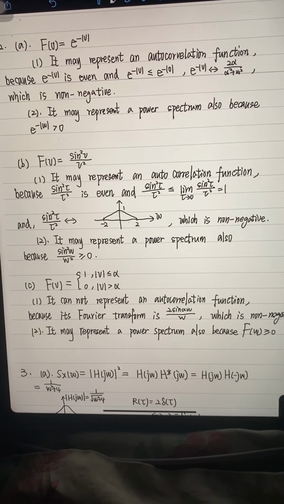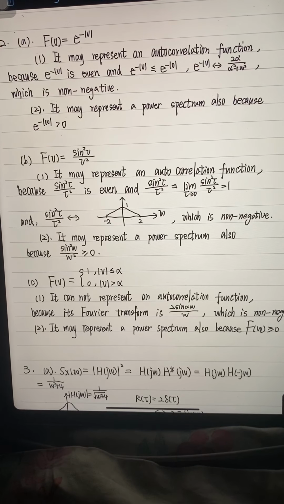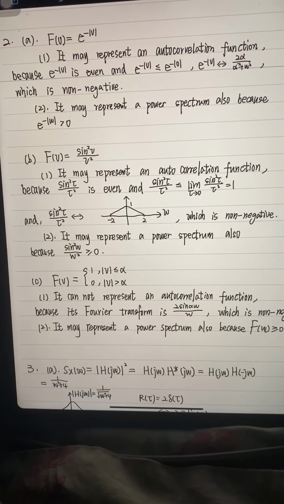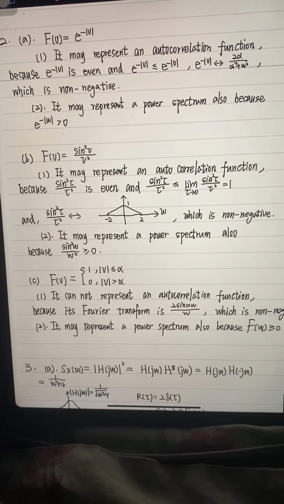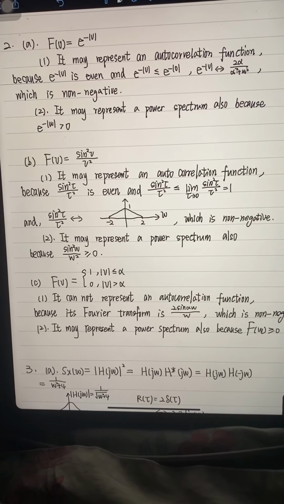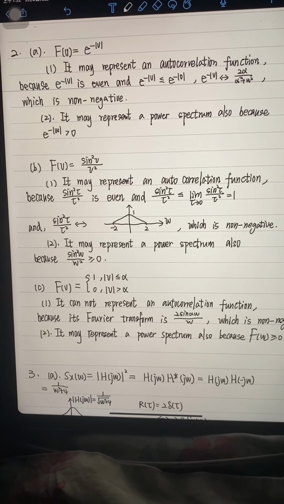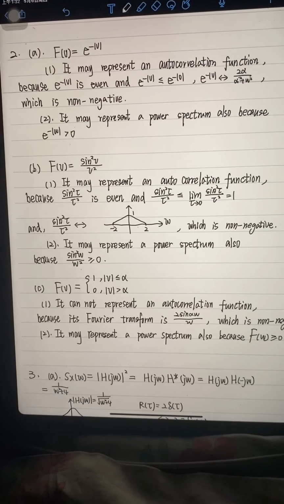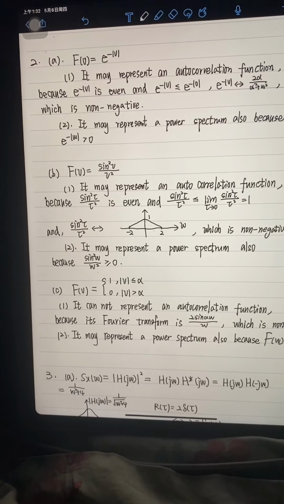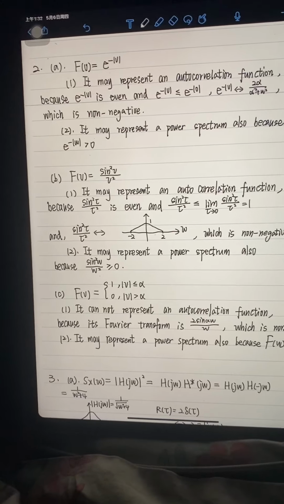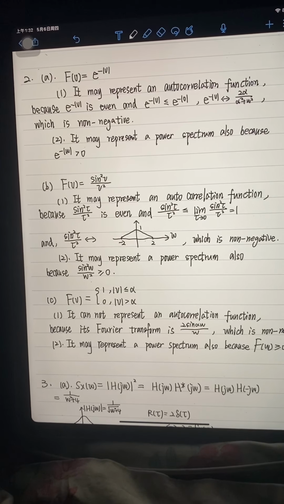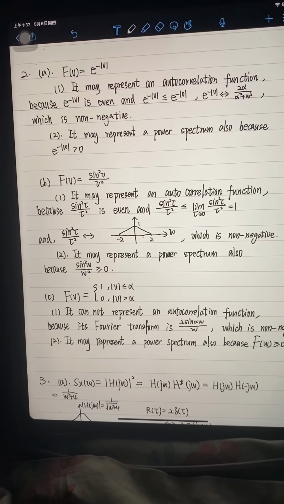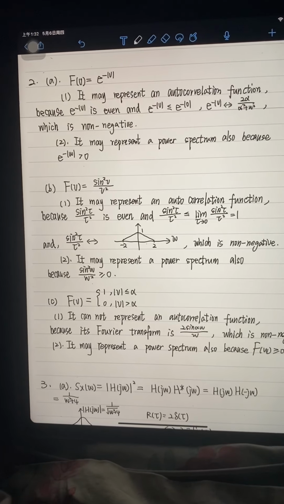And for the second part, we can find that it may represent a power spectrum, for the same reason as above, that is because the value of f(omega) is larger than or equal to 0, and so we can get the three conclusions of homework 11 question 2.